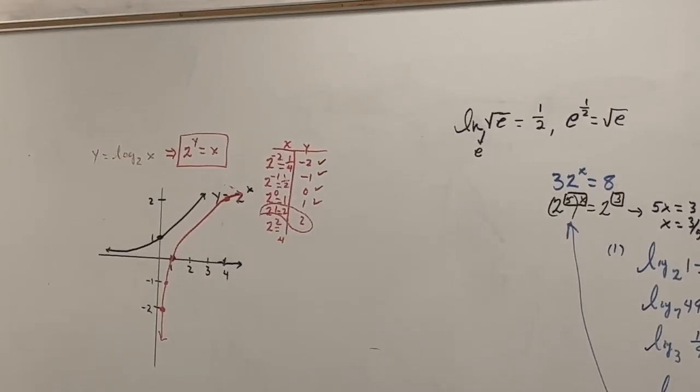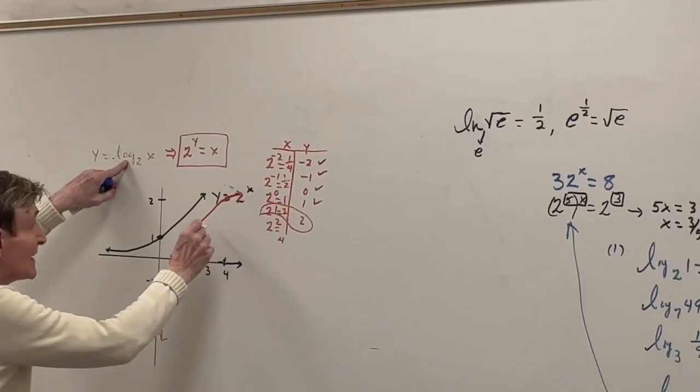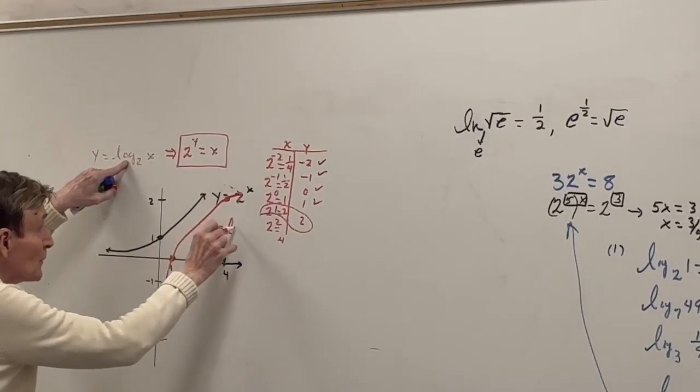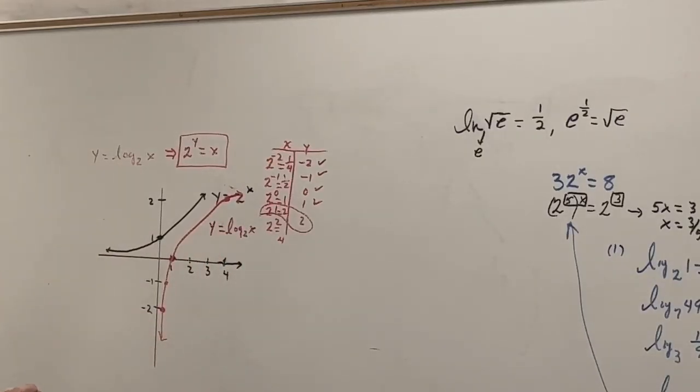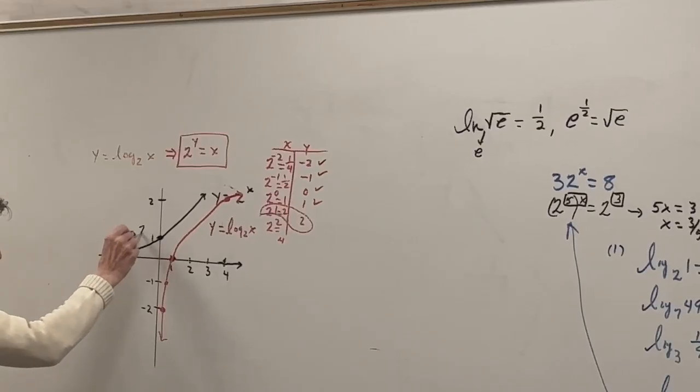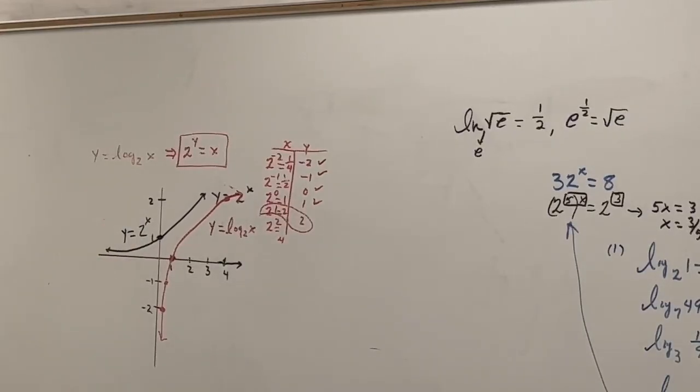The red graph. And the red graph is supposed to represent this. We did it through a table, log base 2 of x. The black graph from earlier today was this graph. Does anyone see any relationship between those two?